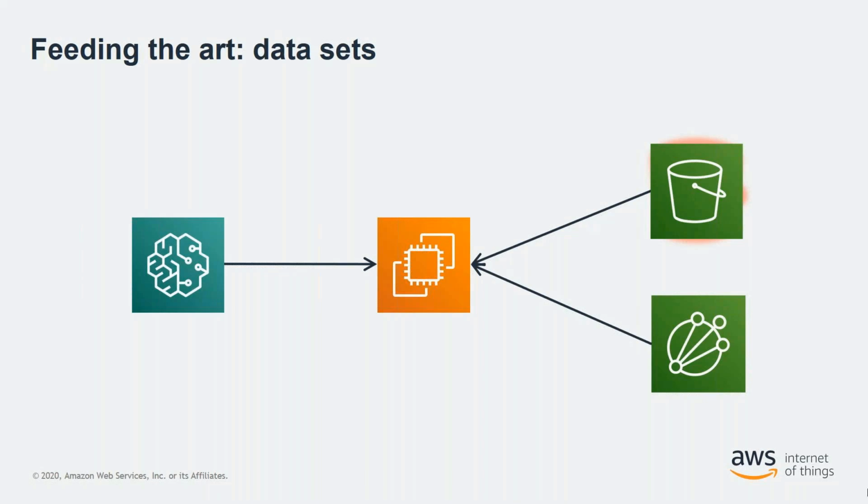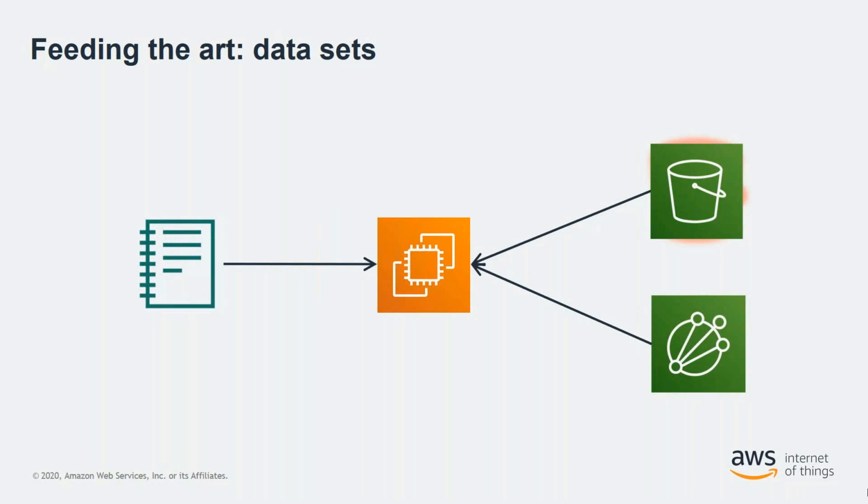So let's take a look at what that looks like when we want to actually feed the art. When we want to bring the data sets on the right-hand side that we've defined within S3 and also IoT Analytics, and how we take the work we've done into SageMaker on the left-hand side and put that into some compute in order to feed this art form that you've defined so you can predict outcomes.